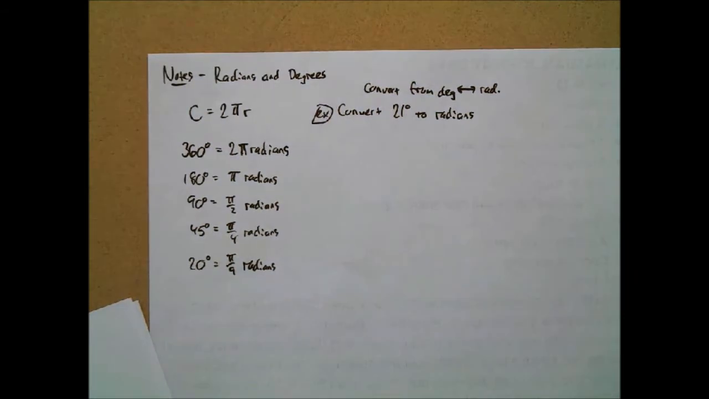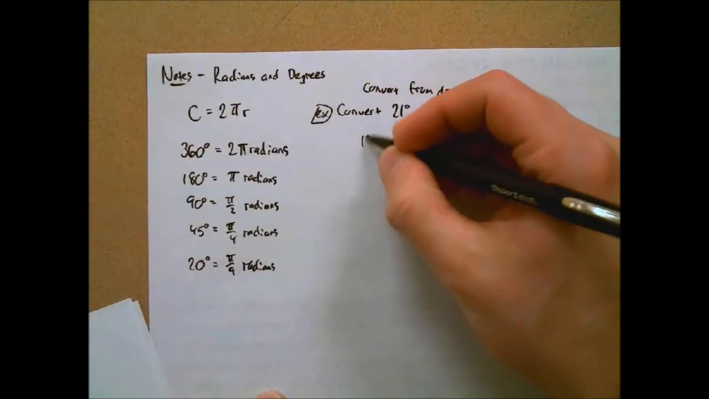Okay, so how can we convert? Well, it's pretty straightforward actually. We're just going to use a ratio, or a proportion, I guess. We'll use the ratio of 180 over pi.